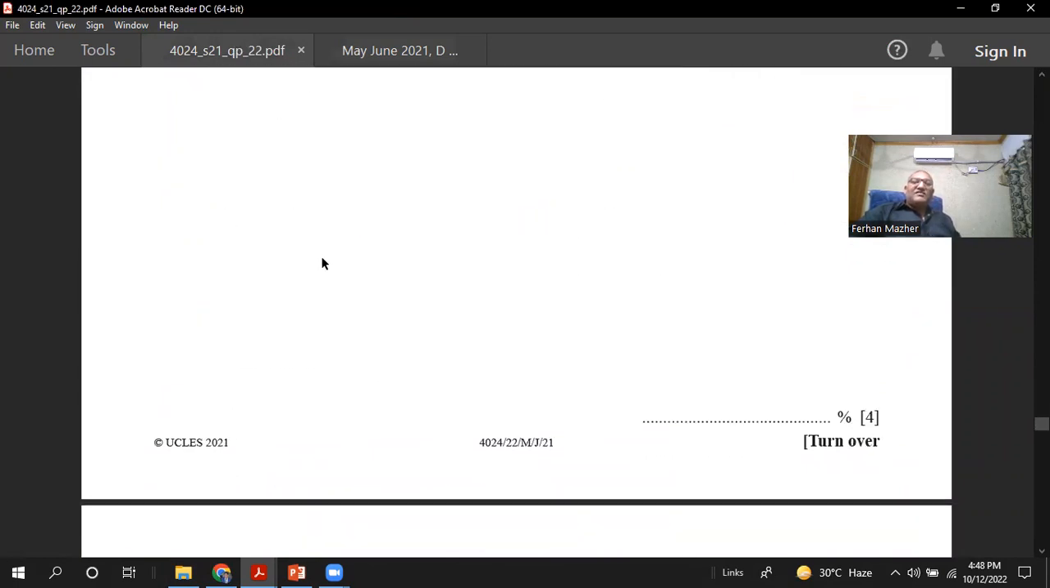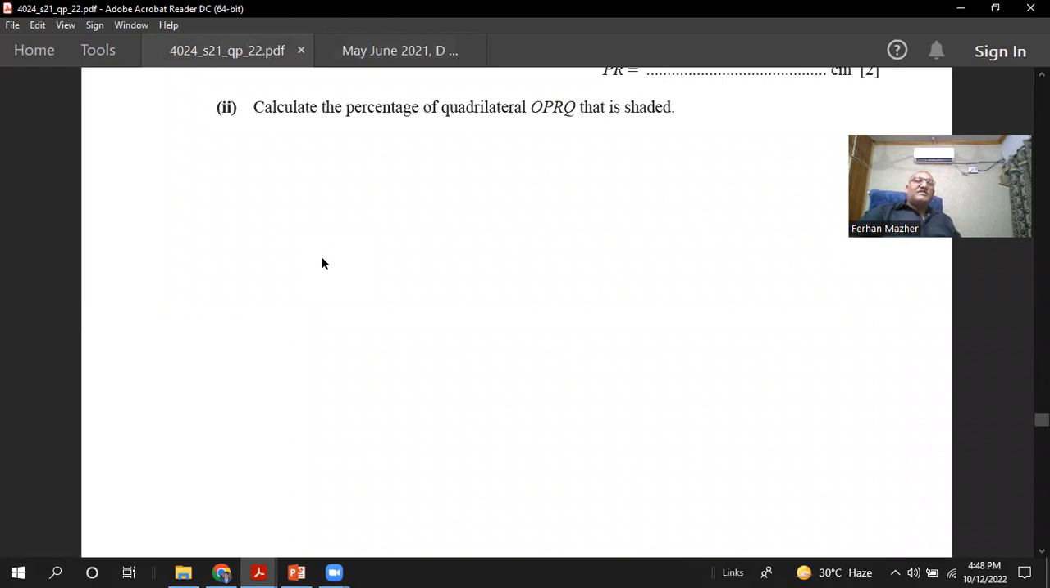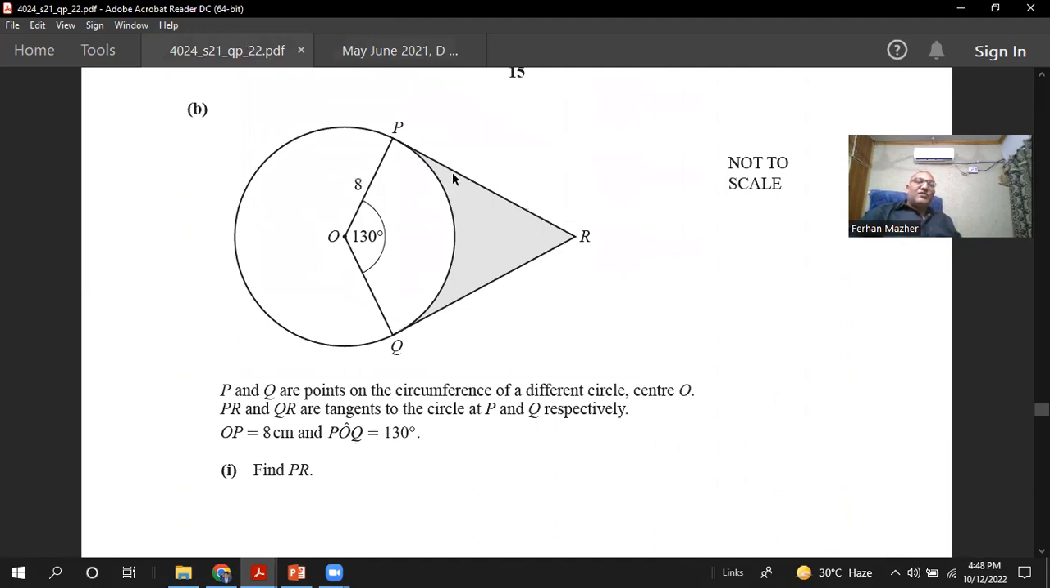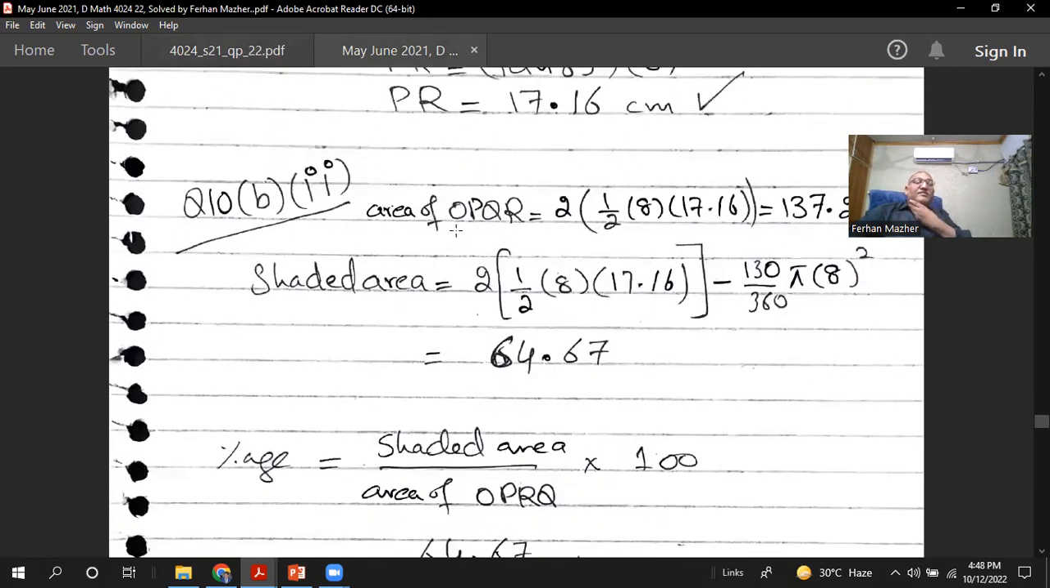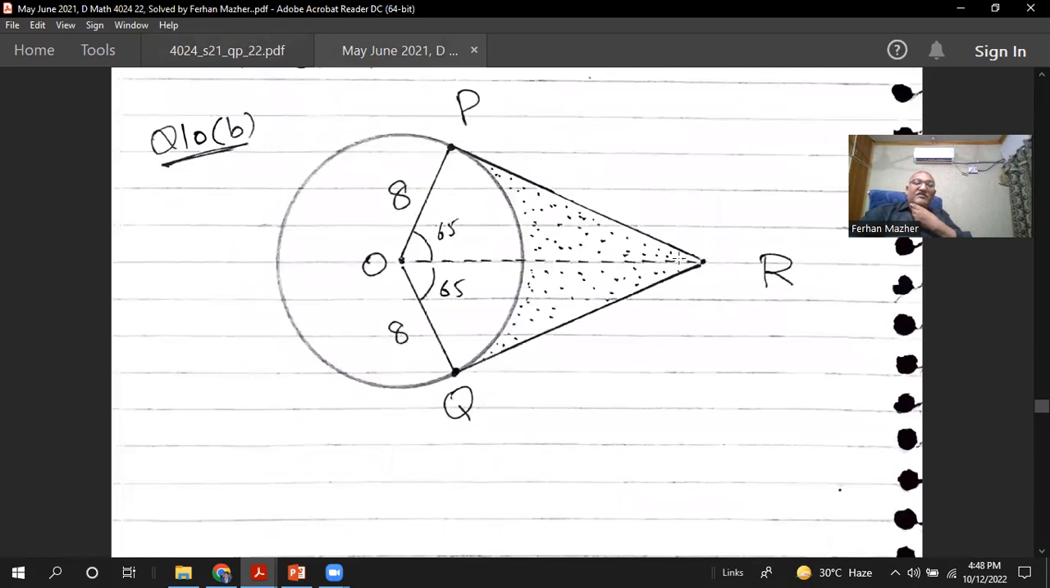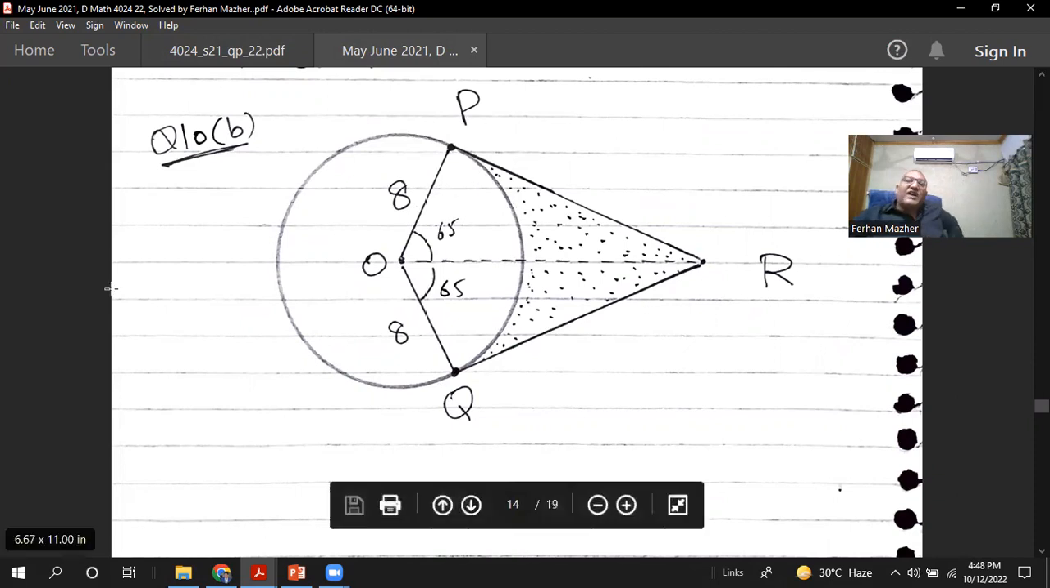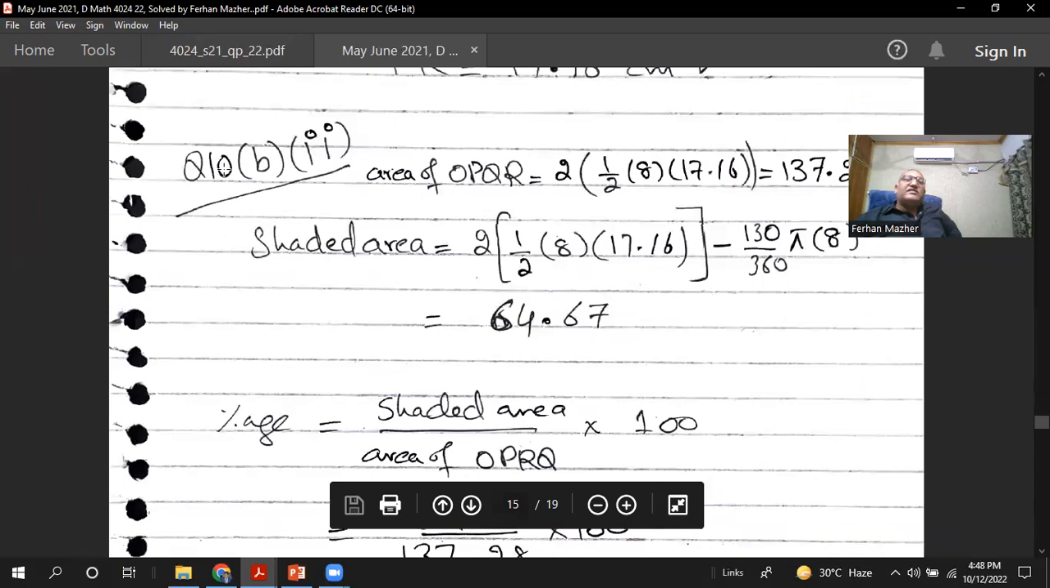Okay, then the next part, which is of 4 marks, is to calculate the percentage of the quadrilateral OPRQ that is shaded. So we want to find out what percentage of the area in this quadrilateral is shaded. The strategy is very simple. I will find the area of this triangle and then double it, and I will get the area of the quadrilateral. From that, I will subtract the area of this sector. That will give me the shaded area. Then I will divide the shaded area by the total area and multiply it by 100. So the strategy is simple, straightforward.